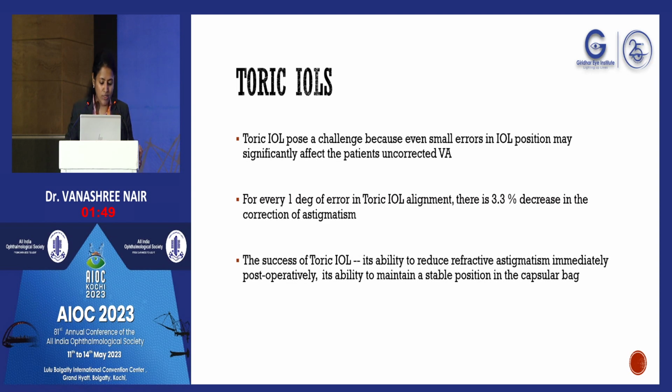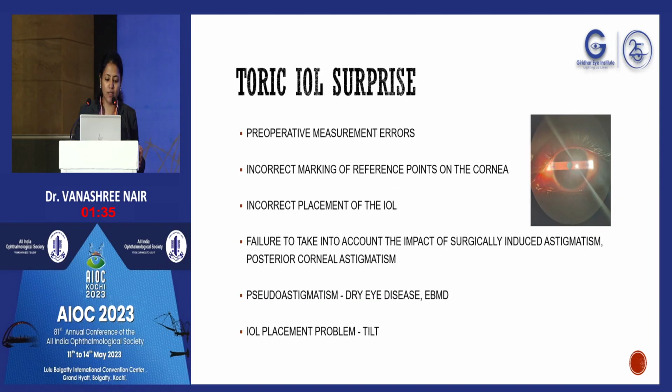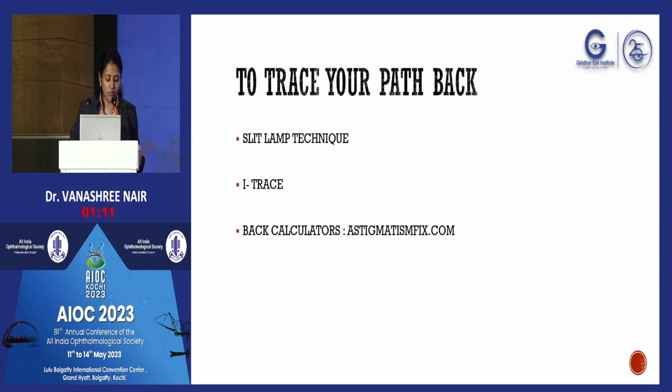So coming to toric IOLs, we know that we need to have precision surgery and placement, and ma'am had so nicely covered the way we can give a good placement of the toric IOL. But if we know that there is a problem in the post-operative period, we are not having the refractive outcome that we expected, then some of the errors that could have happened are the measurement errors, the incorrect markings of the reference points on the cornea, incorrect placement, or not taking into account the posterior corneal astigmatism, dry eyes, and other things. So how do we go back to this?